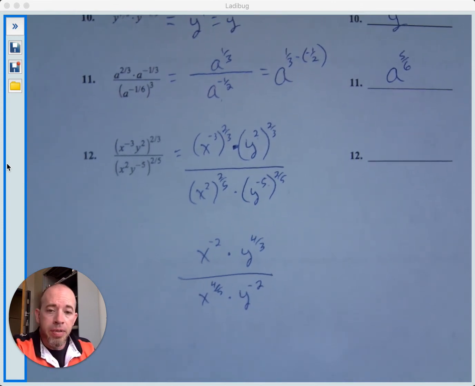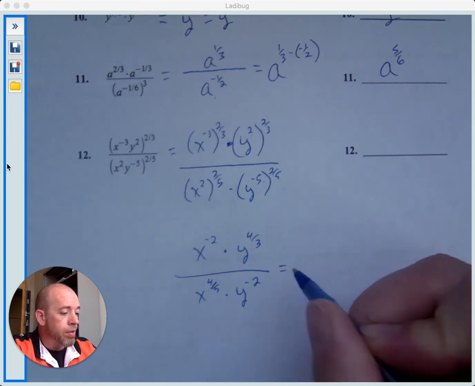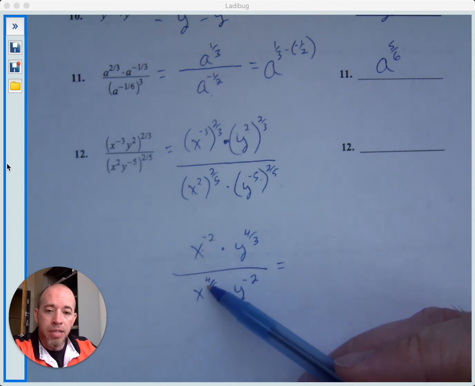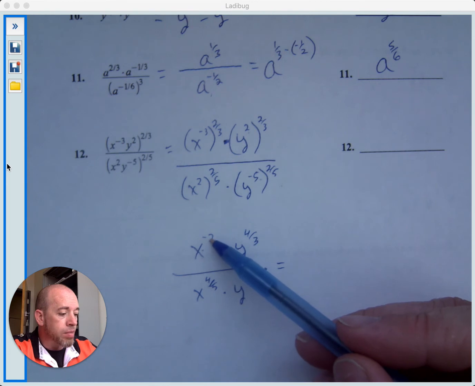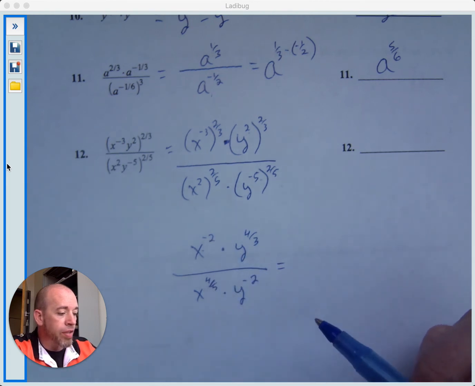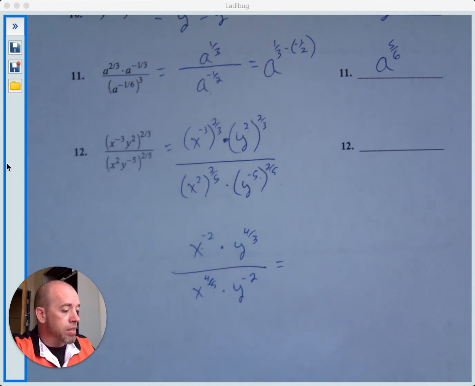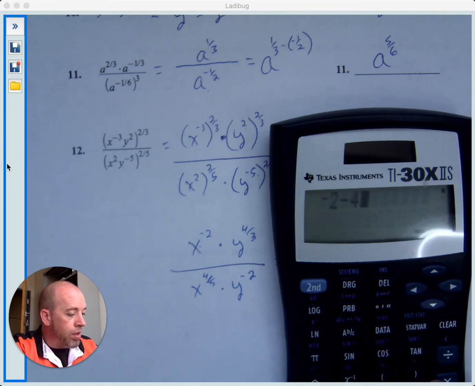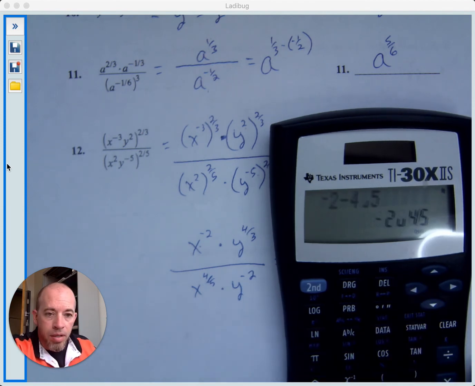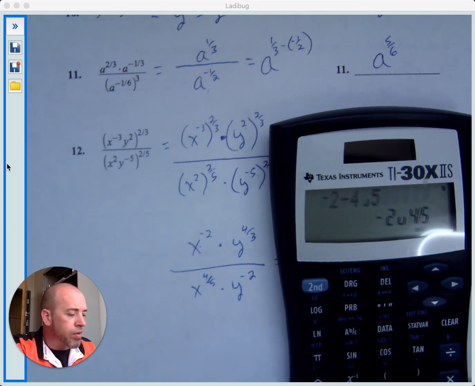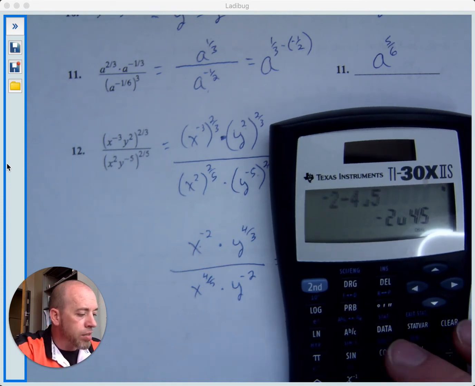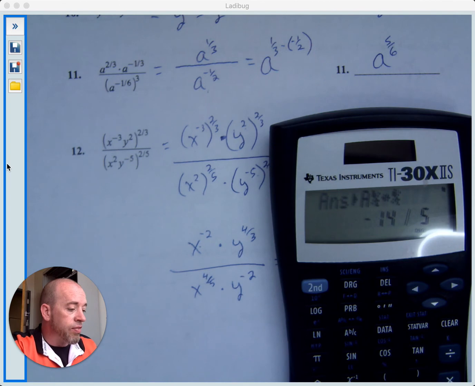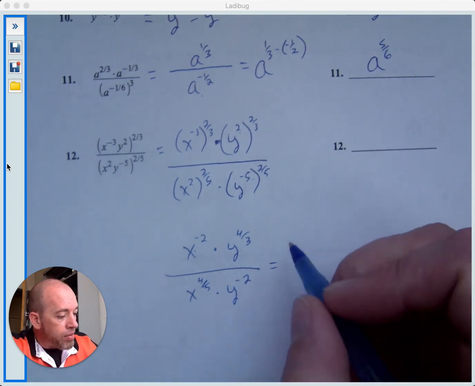Alright, so we can simplify from here also. Remember, we have to have the same base to combine these. So this would be x to the negative 2nd divided by x to the 4/5. So here we can subtract, right? So negative 2 minus 4/5. And we don't know what that is. Let's do it on your calculator. What's negative 2 minus 4/5? That's negative 2 and 4/5, but I don't like the mixed number, and I can always change that. I do second ABC and hit equals. That's negative 14/5, right? So we would have x to the negative 14/5.